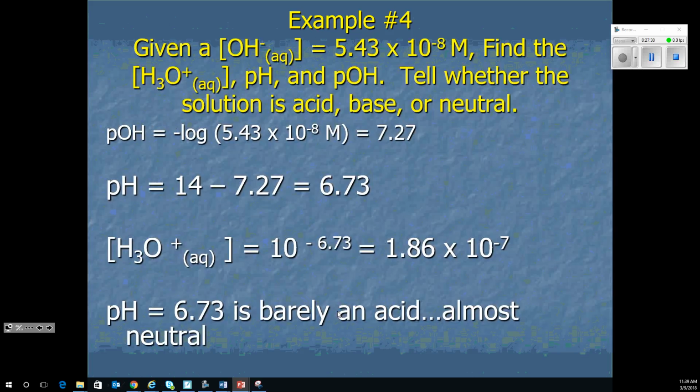We ended up with a pH of 6.73, which is barely acidic, almost neutral. So we need to be able to rely on that. Now I only saw 2 or 3 hands. How many actually got these right? Okay, much better. I was like, if not, we need to stop and go over this again.